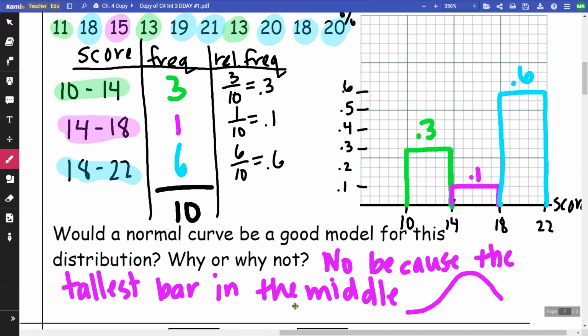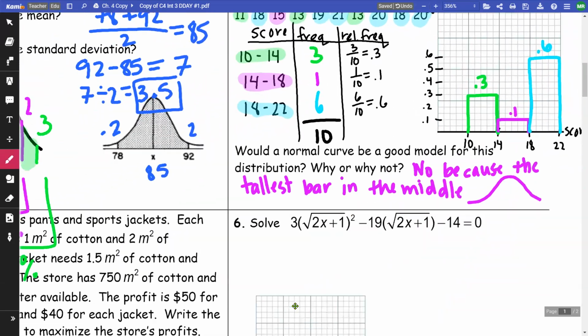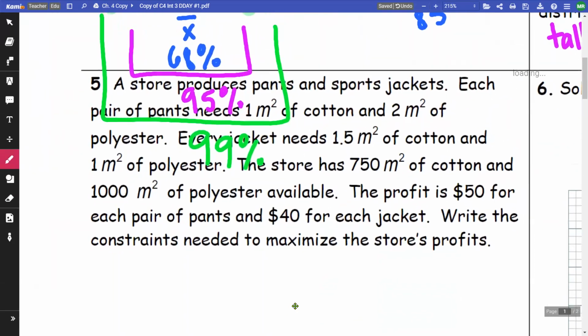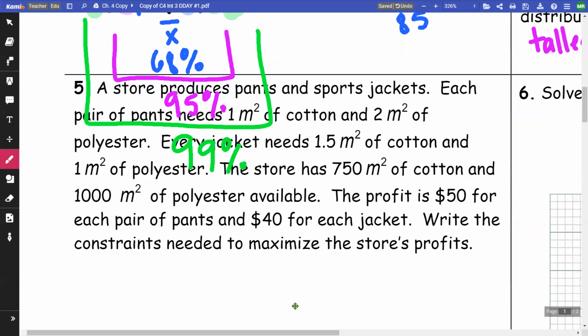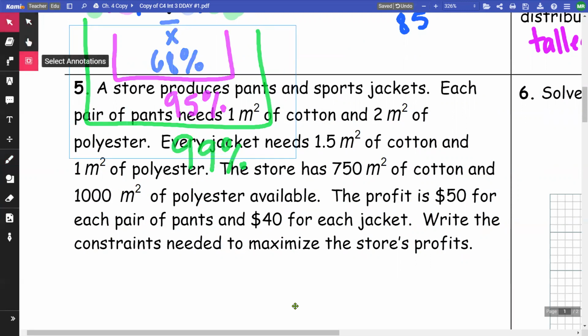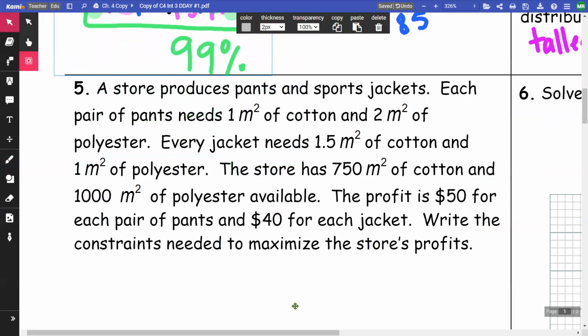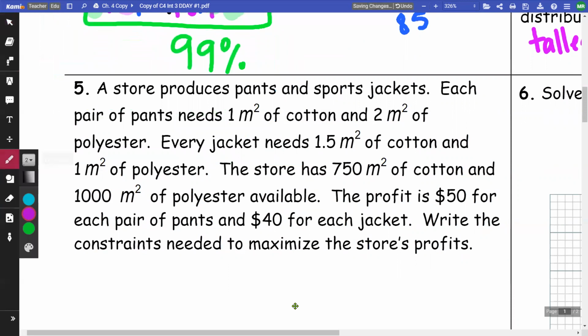Okay, and for a bell-shaped curve, it should be in the middle. Okay, on the next problem, I am just going to move that out of the way right now. Okay, so on this particular problem, it says a store produces pants and sports jackets.